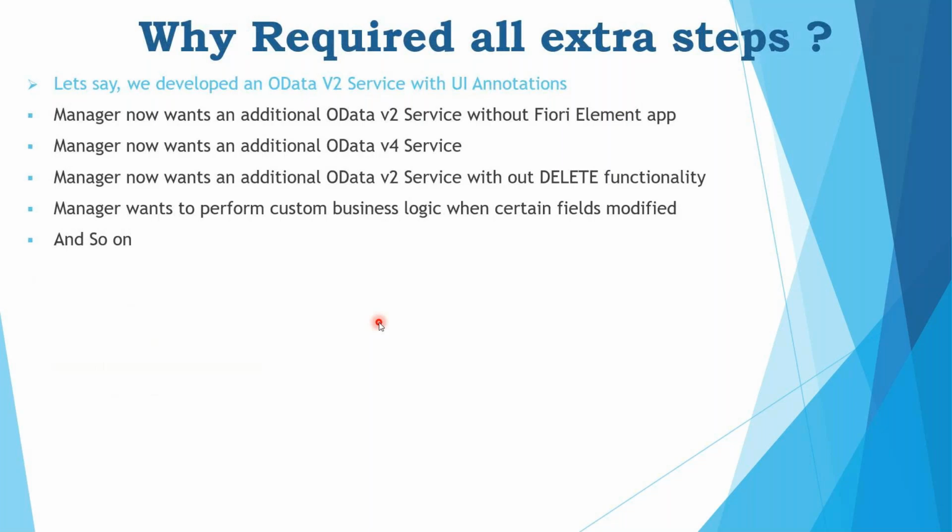Okay, see, let's say you have developed an OData V2 service with UI annotations. Then your client or manager says, hey, I don't want a V2 service, I want something without a Fiori elements app, meaning I want an API. So now what do you do? In the old approach you have to develop from scratch, but with the new approach it is not required at all. At the last step, you can right click and create an API, meaning without a Fiori elements app.